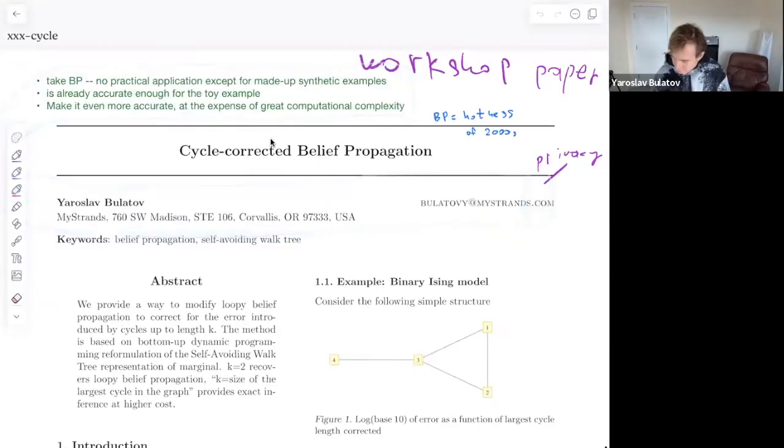So to summarize, this paper takes some application which, on synthetic examples, solves the problem, which is not really a problem, and it's not practical because it's very expensive.